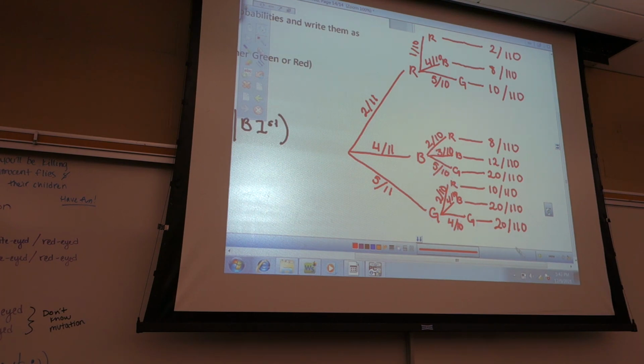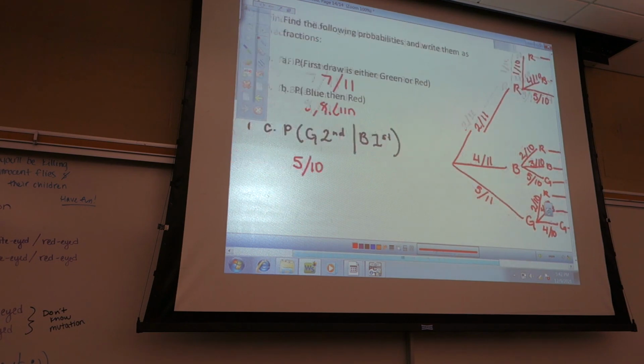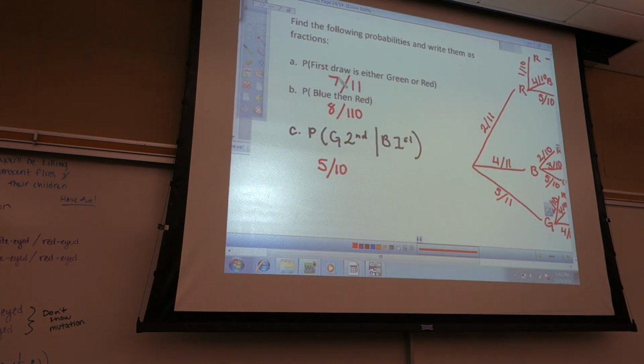And then to make it more organized, I always put a branch off on the side, and I put the probability of each one, where I multiply it. Nice. You're thorough. Very nice.